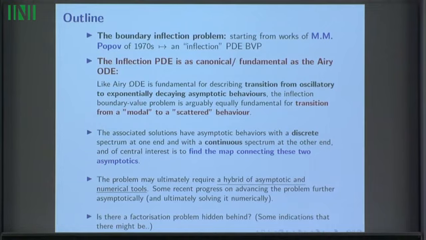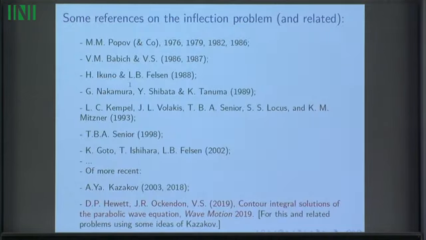And as I said, mathematically, here is a missing tool, right? How to connect these two completely different asymptotic regimes at two ends, and ultimately to find the map connecting these two asymptotics. Ultimately this may require a hybrid of asymptotic and numerical tools, a combination of the two. There is some reason to hope for advances in this direction, and there are some signs that there may be a factorization problem hidden behind, and that I will try to tell a bit to explain this part.